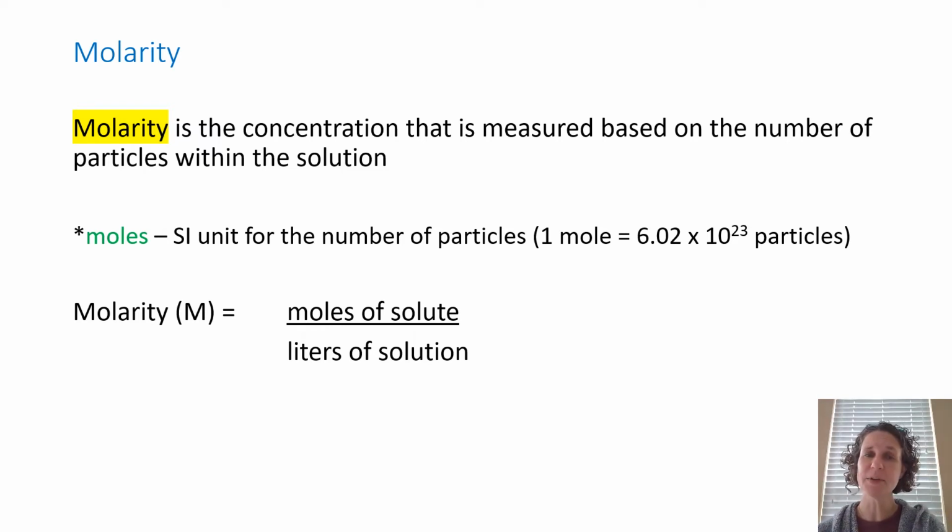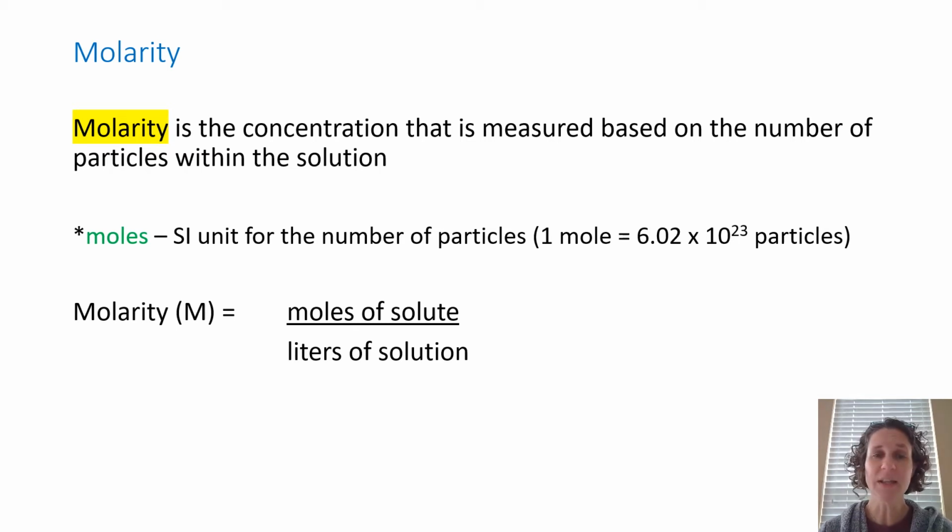A man named Amedeo Avogadro established this. It's a mathematical constant, and he said that 1 mole of a substance is equal to 6.02 times 10 to the 23rd particles. So it is a lot of particles in 1 mole. If you can imagine the number 602 with 21 zeros after it, that's how many particles there are in 1 mole. And so when you measure molarity, you are measuring the moles of the solute versus the liters of solution.